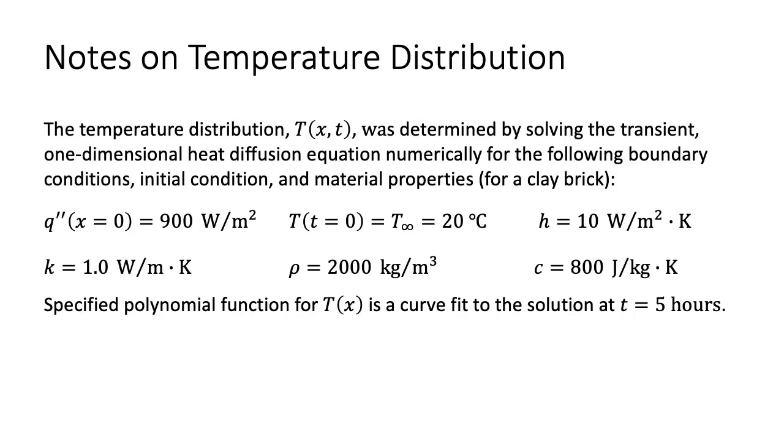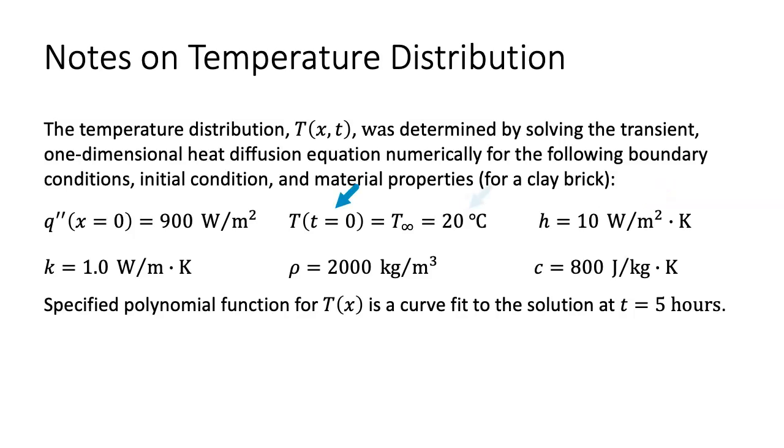As an additional note, I'm going to describe where the temperature distribution we use for this problem came from. In particular, I used a numerical method to solve the heat diffusion equation, which is a differential form of conservation of energy for conduction problems for the specified parameters. Note that the boundary condition at x equals 0 is a constant heat flux from the high temperature region of 900 watts per meter squared, and the boundary condition at x equals L is convection to air at 20 degrees Celsius with a convection coefficient of 10 watts per meter squared Kelvin.